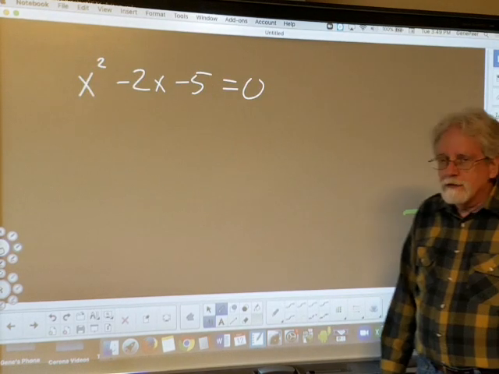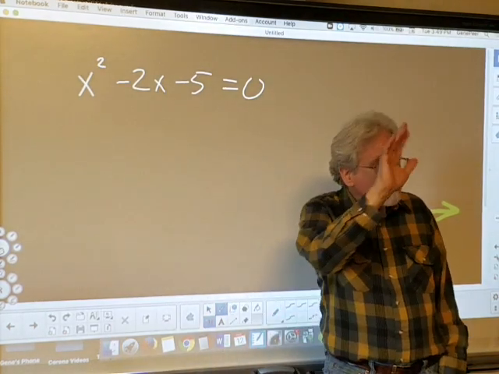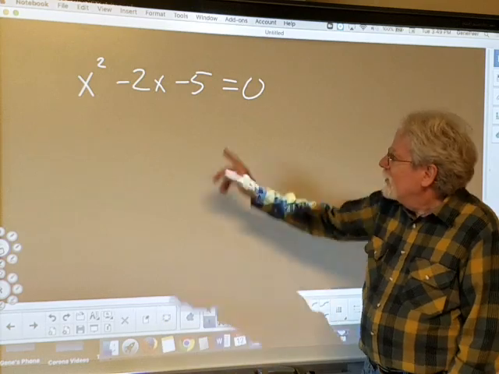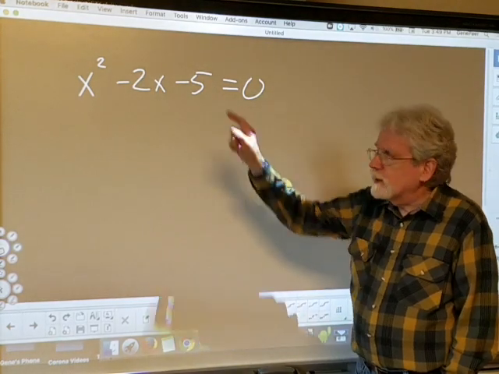Let's solve this one by completing the square. This is an example where we would not be able to factor it. Let's do it by completing the square.